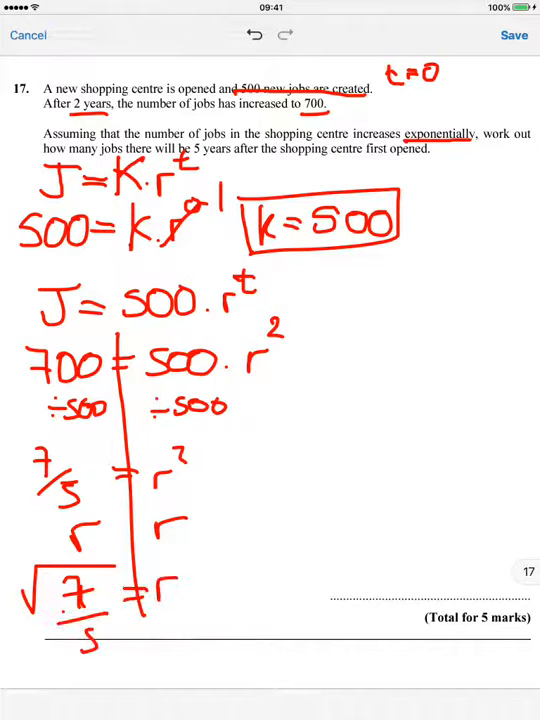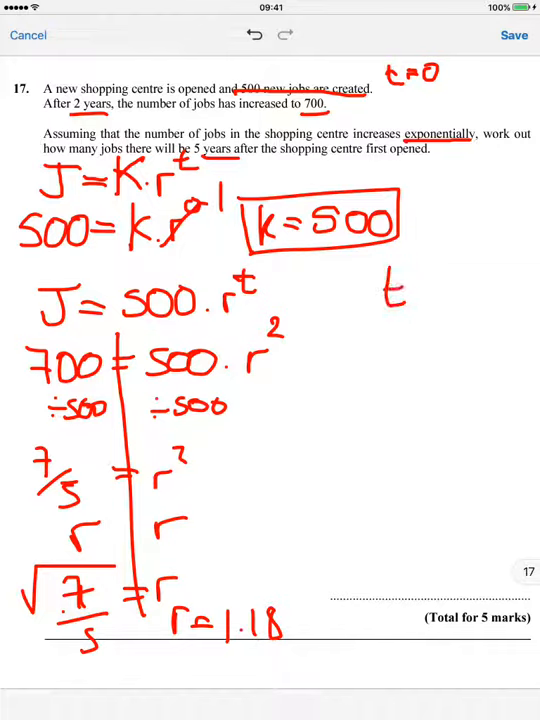And if you calculate the square root of 7 over 5, you do get a decimal. It's 1.18. But I don't want to use that just yet, because if I round early in the question, it might make me get a different answer at the end. So I'm going to leave it as the square root of 7 over 5 for now, and just check that I've answered the question. Well, it wants me to work out how many jobs there will be after 5 years.